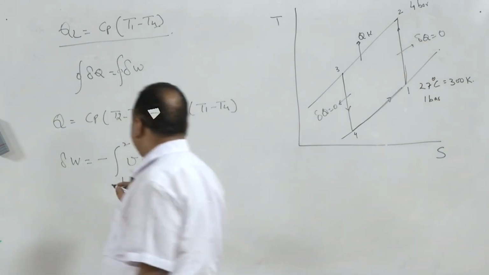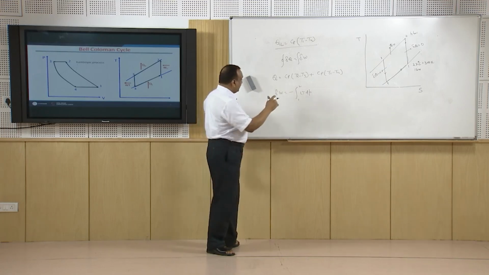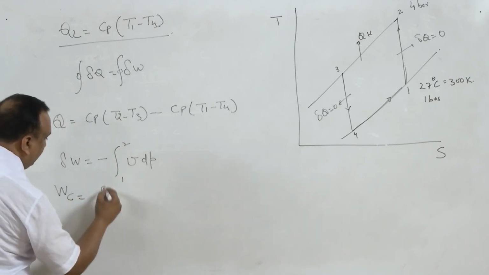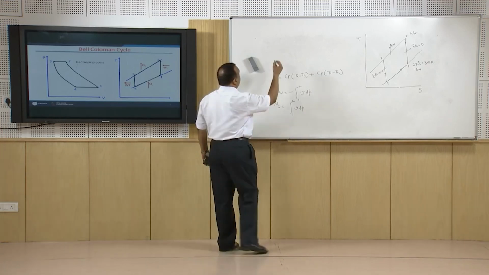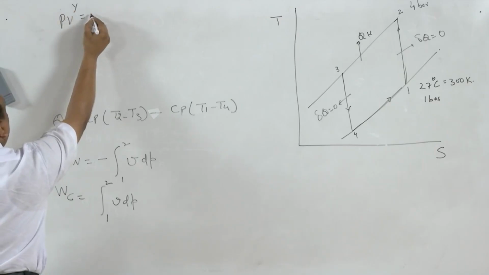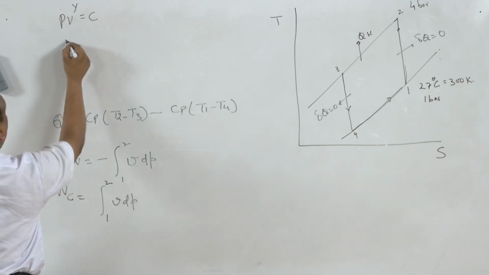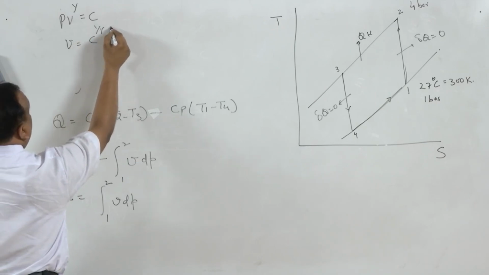This work interaction has a negative sign, and energy is consumed by the compressor. It means work interaction is negative in this process. So, the work of the compressor is the integral from state 1 to state 2 of V dP. During the compression, it is isentropic compression, or reversible adiabatic compression. PV raised to power gamma will remain constant, or V is equal to C raised to power 1 by gamma and P raised to power minus 1 by gamma.